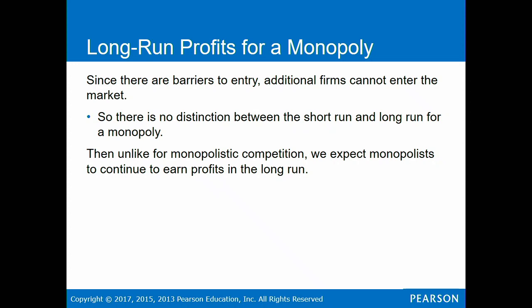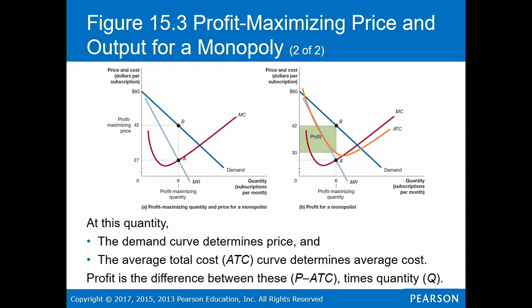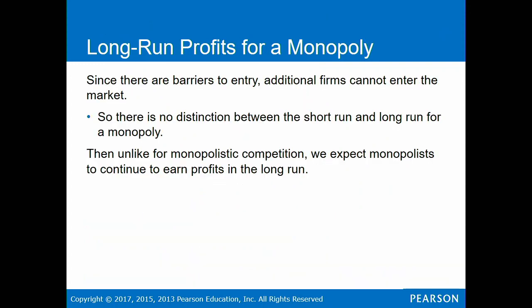Because there's these barriers to entry, and we don't have additional firms entering the market, this supply and demand curve, these cost curves for a monopolist, for the short run, is also going to be for the long run. No one else can compete against them, so there's nothing competing away their profits. So they're going to persist in the long run. So we're going to expect monopolists to continue to earn these profits.